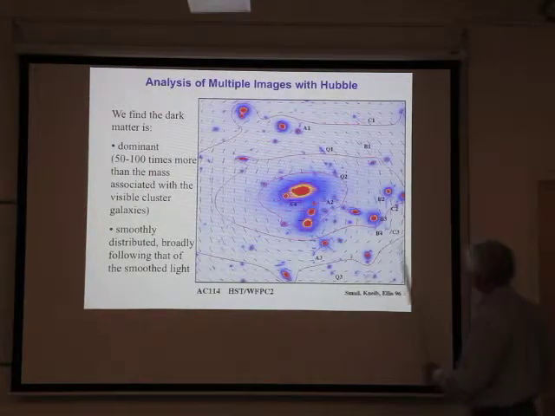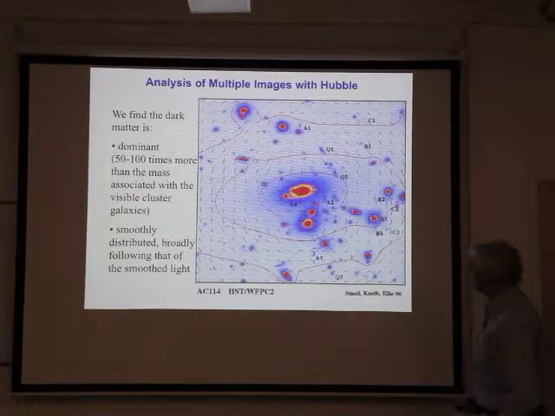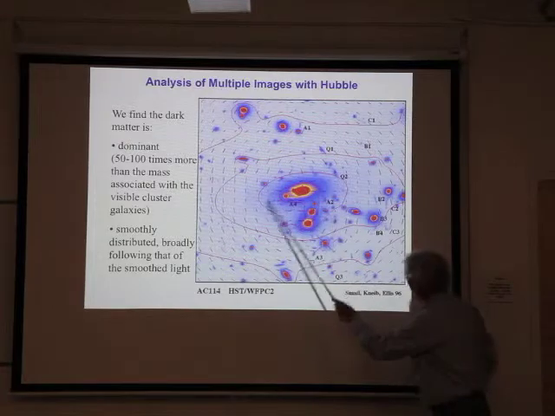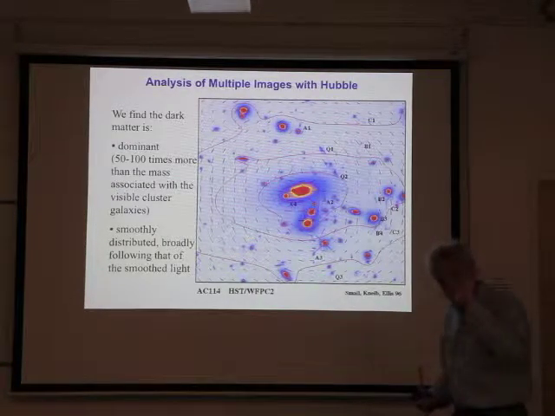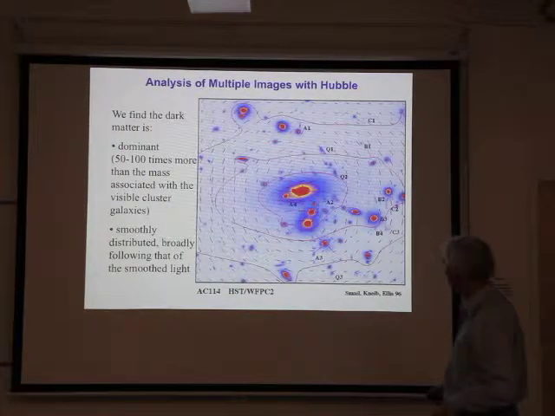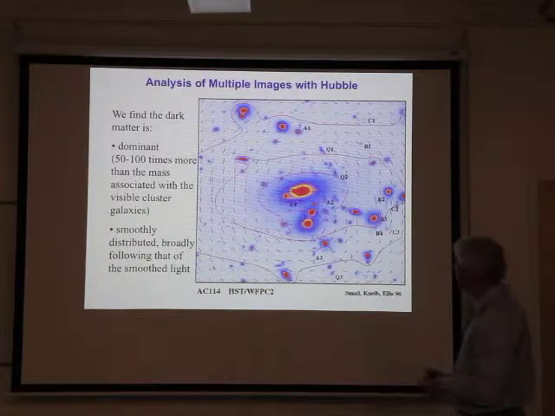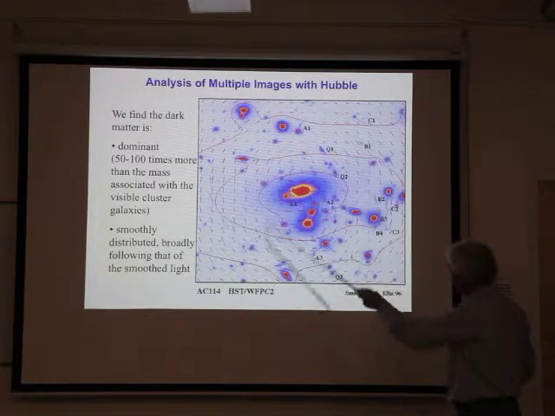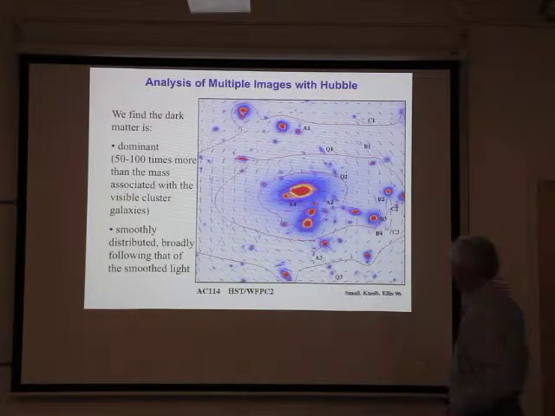So I introduced this cluster where all of these multiple images have been charted in great detail, and what you see shown as contours is the mass that is required to produce the location and the shape and the orientation of each of these multiple images. And so when we do this, we find that there's 50 to 100 times more mass in this area in the lens than can be accounted for by the stars in the galaxies themselves.